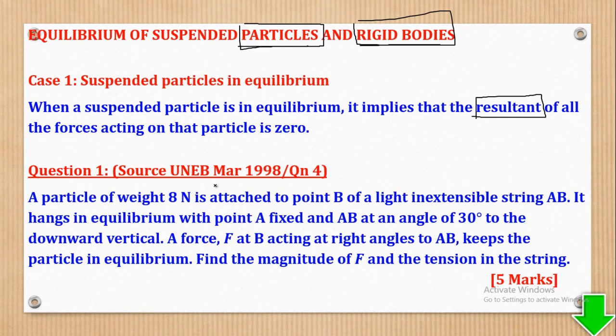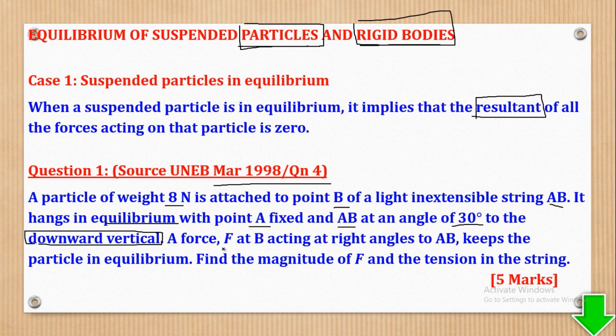Question 1 came from UNEB of March 1998, paper 2, question 4. And it says that a particle of weight 8 newtons is attached to point B of a light inextensible string AB. It hangs in equilibrium with point A fixed and AB at an angle of 30 degrees to the downward vertical. Now that word, downward vertical.